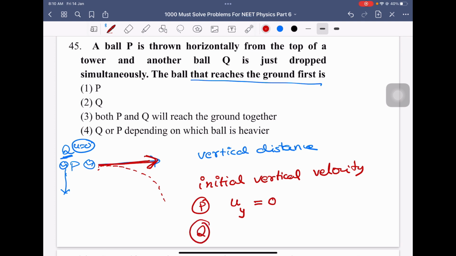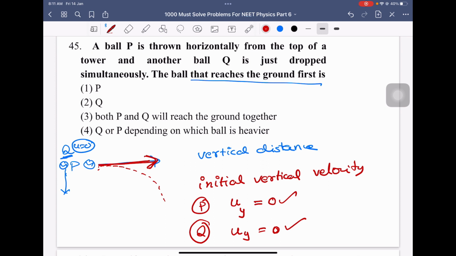Ball Q is dropped. For Q also, initially the vertical velocity is 0 itself. So what does it mean? Vertical velocity for both the balls is 0 in the beginning. Then who provides vertical velocity for both the balls? Vertical force, that is gravitational force. So vertical distance traveled will be same in both the cases.